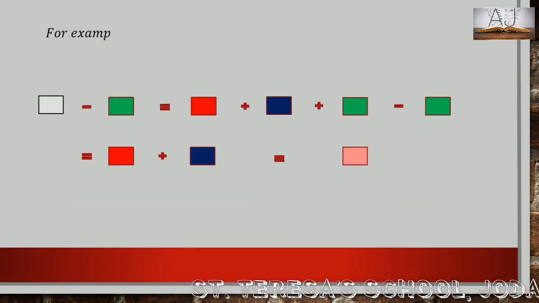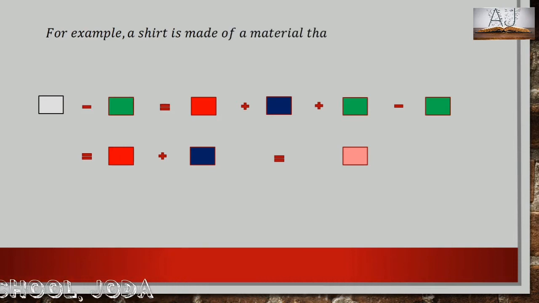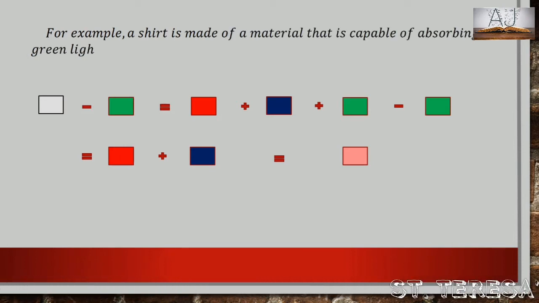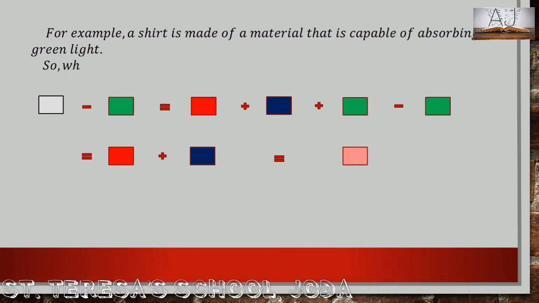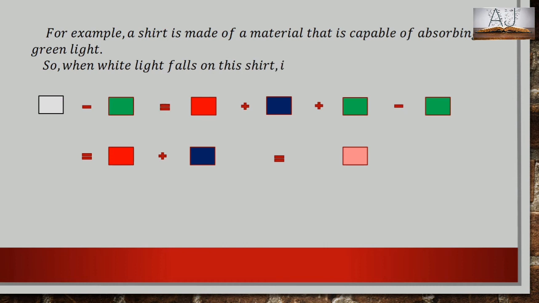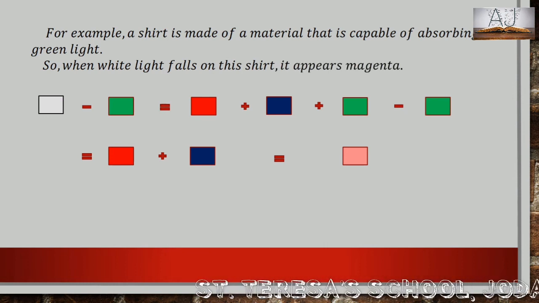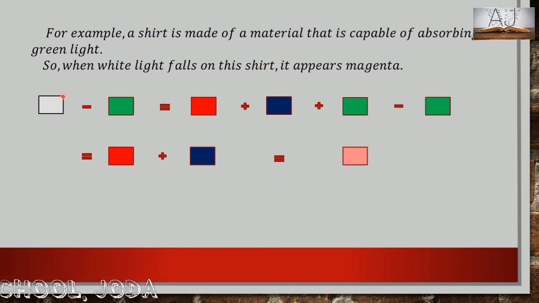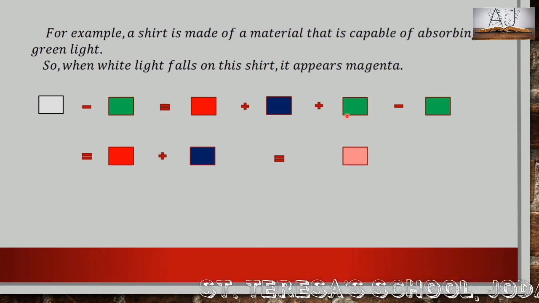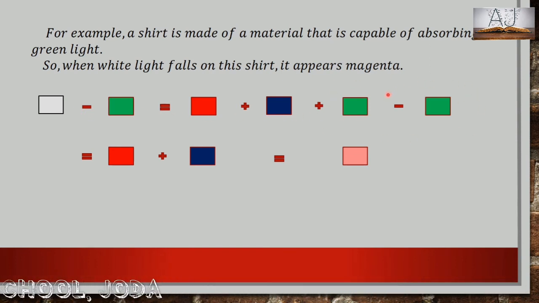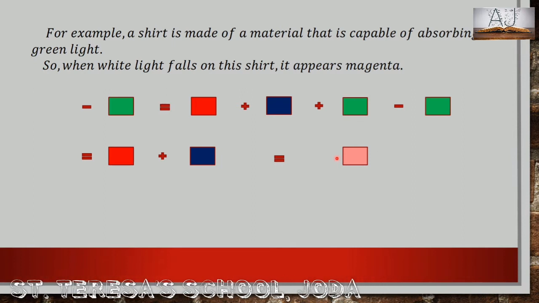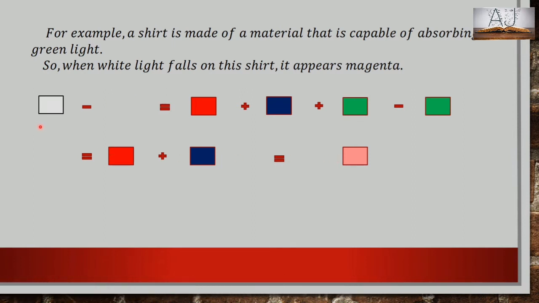Now let us see this. For example, a shirt is made up of a material that is capable of absorbing the green light. It has got certain pigments. So when white light falls on this shirt, what color will it appear? It appears magenta. Now why? White light falls, but green color is absorbed out of it. Because white is composed of red, blue, and green. And from that, the green is absorbed by the shirt. So what is left? Red and blue. And the combination of red and blue is, yes, you got it right, it's magenta.